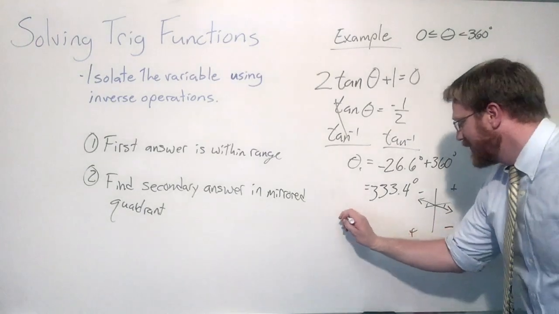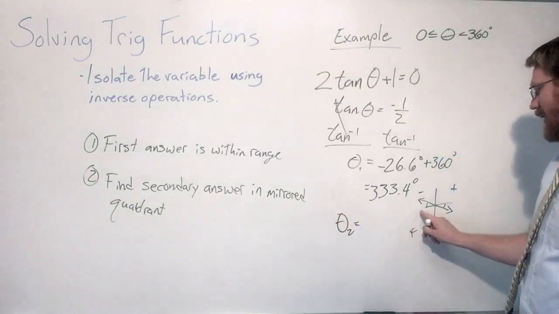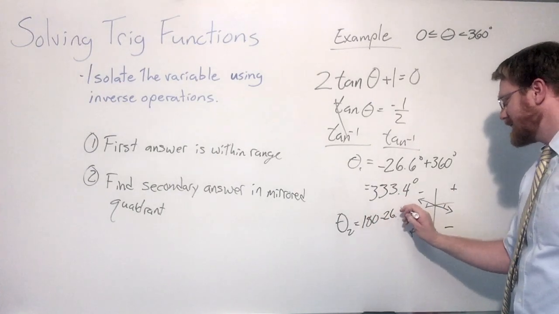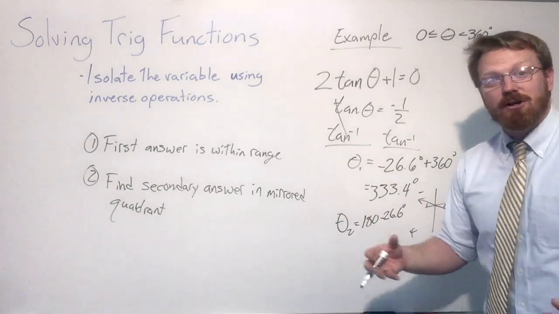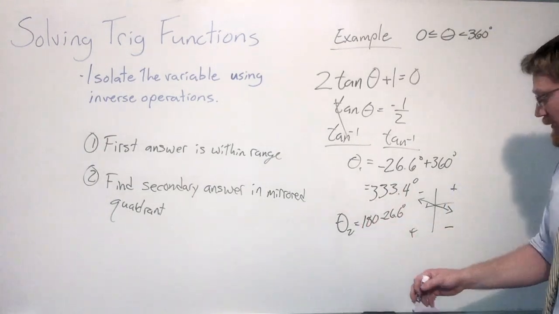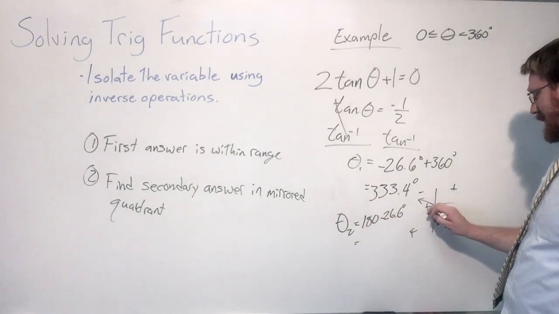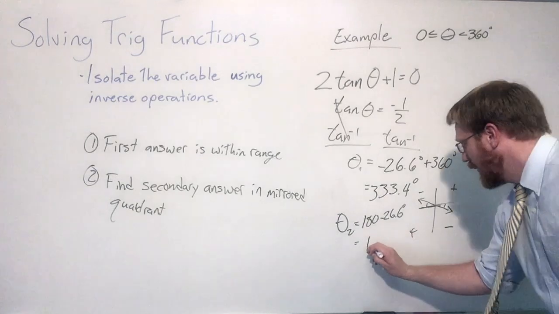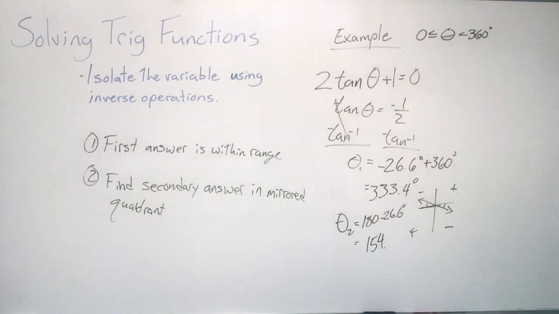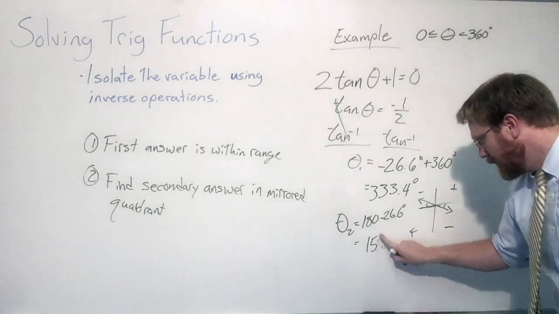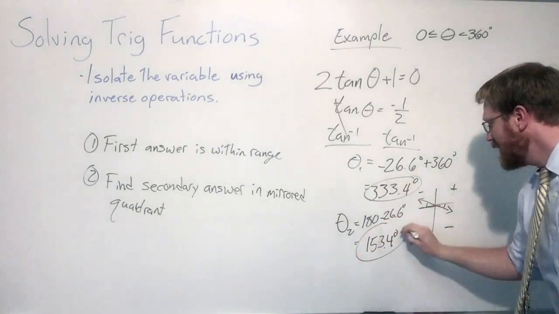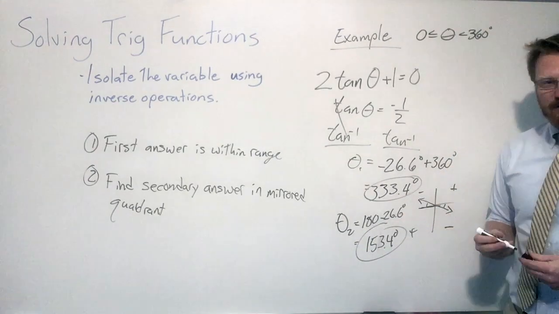So down here, for my second answer, I'm going to have 180 and back that up 26.6 degrees. That's going to ensure I get that congruency, that matching ratio, that matching solution. And so 180 being the baseline here, minus the reference angle, 26.6, is going to be my second answer of 153.4. So there's my two answers there in matching tangent quadrants.